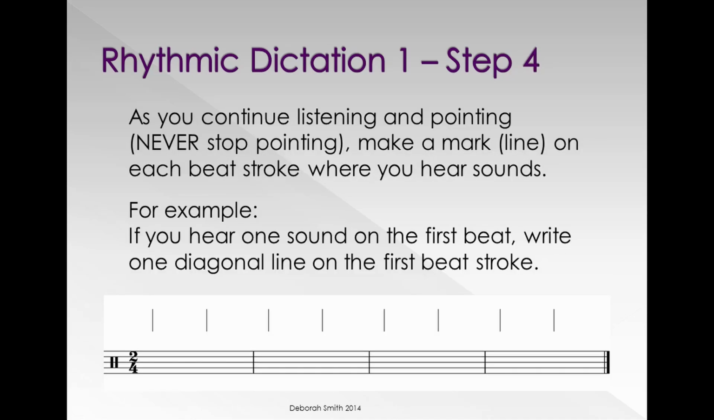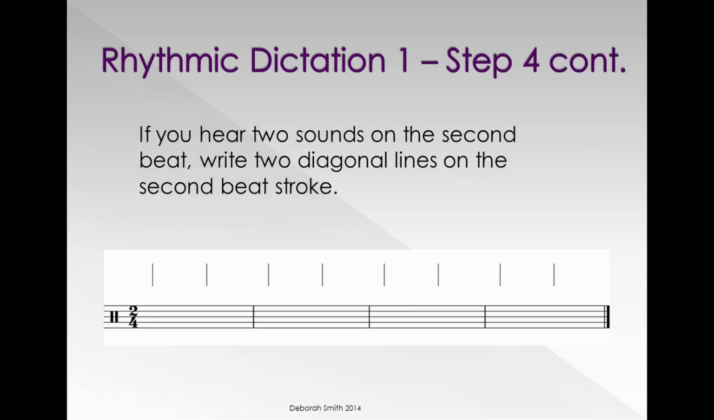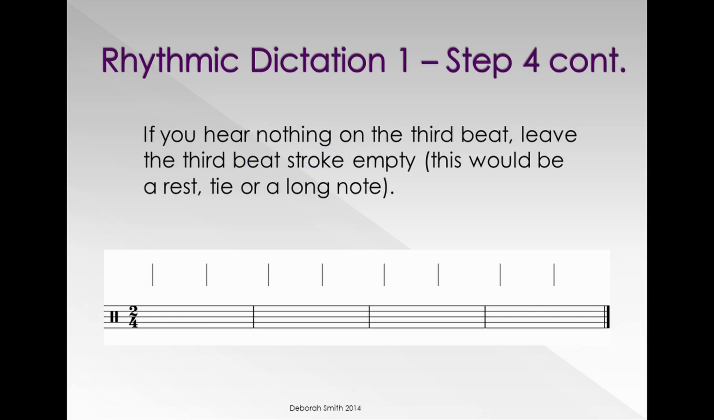As you continue listening and pointing, make a mark on each beat stroke where you hear sounds. For example, if you hear one sound on the first beat, write 1 diagonal line on the first beat stroke. If you hear 2 sounds on the second beat, write 2 diagonal lines on the second beat stroke. If you hear nothing on the third beat, leave the third beat stroke empty. This shows that there is a rest, or a tie, or a long note.